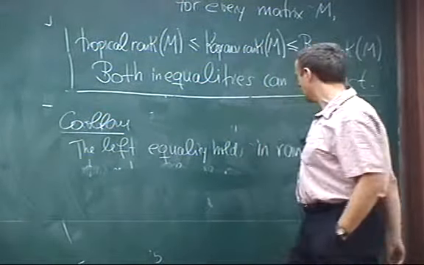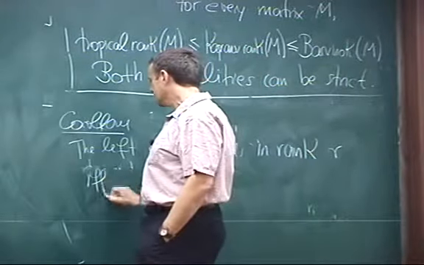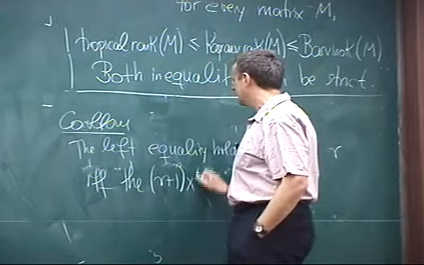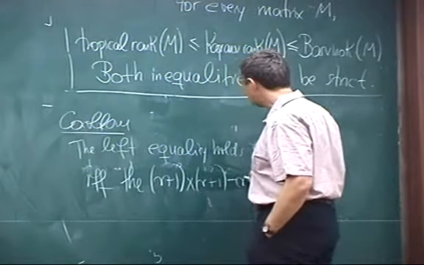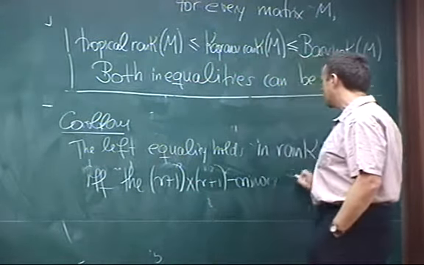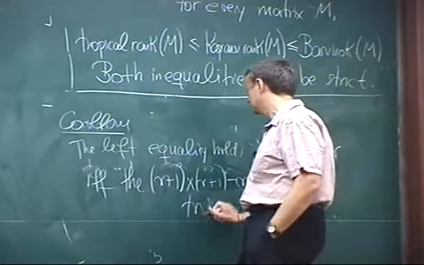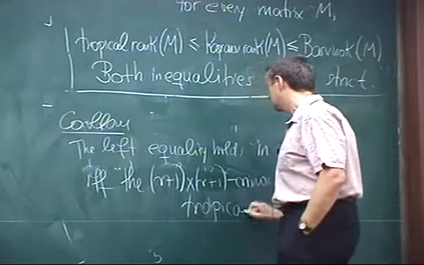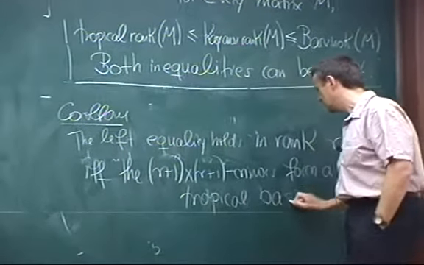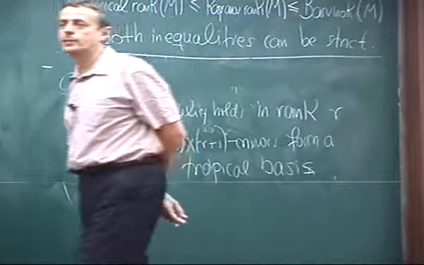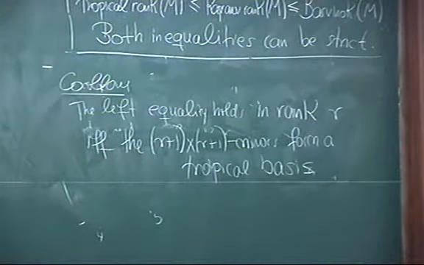Right? So it holds in rank R if and only if the R plus 1 times R plus 1 minors form a tropical basis. So the issue whether Kapranov rank and tropical rank are equal has to do with whether the minors of a given size form a tropical basis.